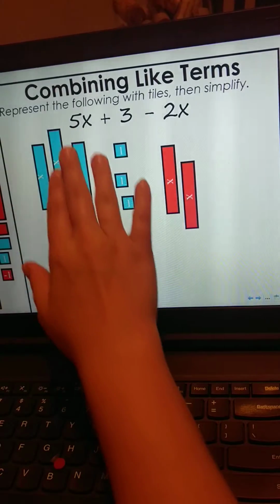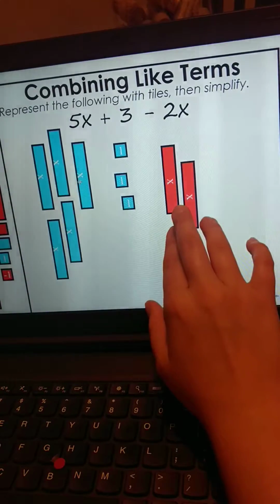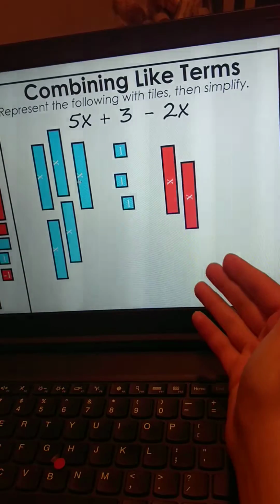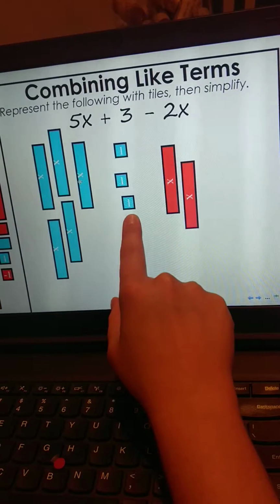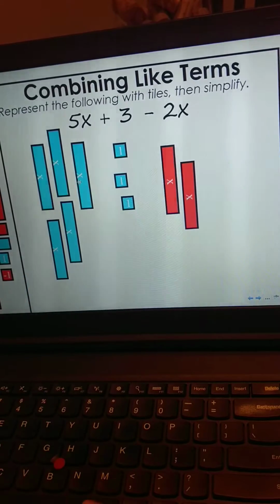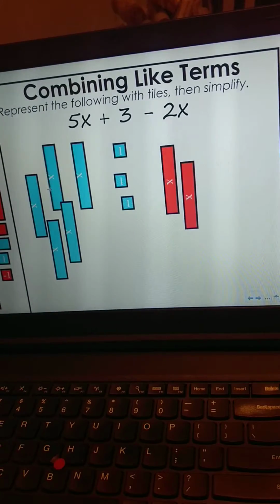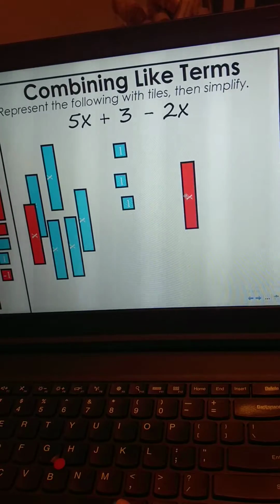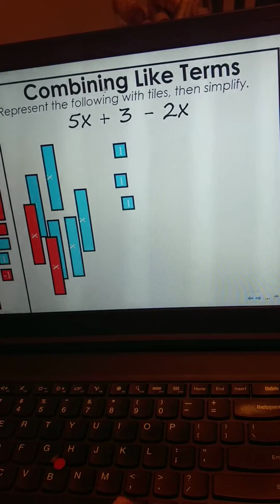So I noticed that I've got some red and some blue of the same shape. So I know I'm going to have some things that are going to add to 0. I noticed that this is a totally different shape, so that means it's a different type of term. So that's when I would probably start doing some of those grouping ideas. So I would say, okay, well, here are some of these things I can group together.